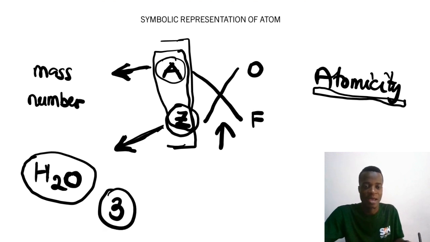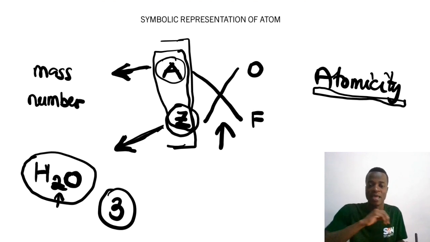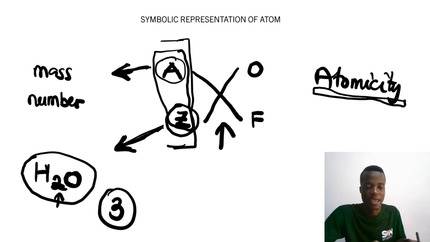So hydrogen is appearing how many times? 2 times. That's the 2 here. And the oxygen is appearing once. It's here, but we don't write it when it is 1. So the atomicity of water is 3. The frequency of hydrogen in water is 2. The frequency of oxygen in water is 1. So the sum of all the frequencies inside a molecule makes the atomicity.